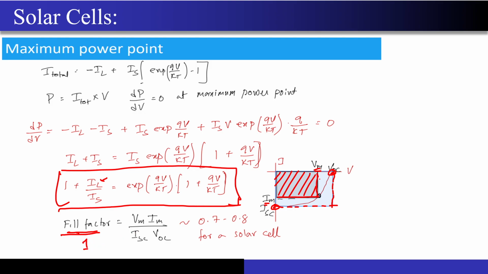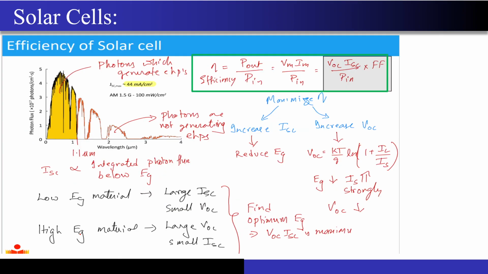What happens when this number is close to 1? These two rectangles completely overlap with each other, correct? But that is never possible. Practically you will get this number as 0.7 to 0.9. Just remember this formula for the fill factor because we will be extensively using it while solving the numericals, okay?